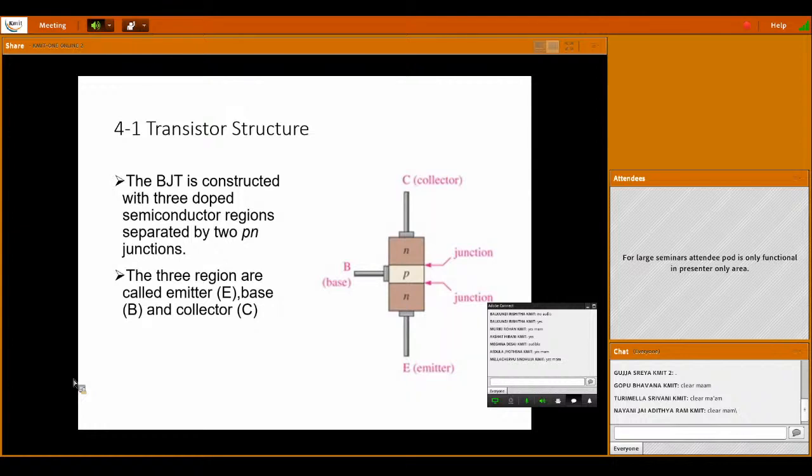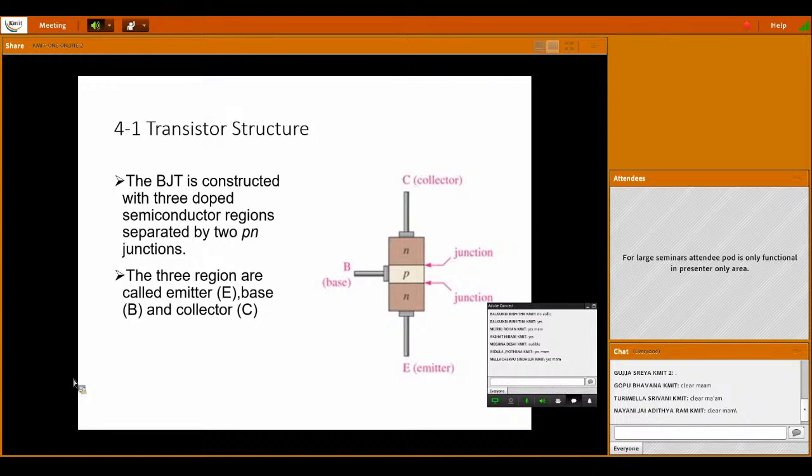So bipolar means we have two polarities. One is the positive polarity, the second one is the negative polarity. So along with the positive charge carriers we also have the negative charge carriers. Both positive and negative charge carriers can constitute the total current in a transistor. Hence, it is named bipolar.